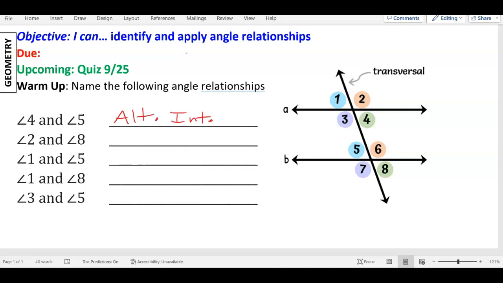Now, 2 and 8. Check it out. Are 2 and 8 on the same side or alternate? Can y'all see it? 2 and 8 are both on the right. They're on the same side, both to the right. Now, are they both in, both out, or one in, one out? Both out of the two lines. That's called exterior. So same side, exterior.